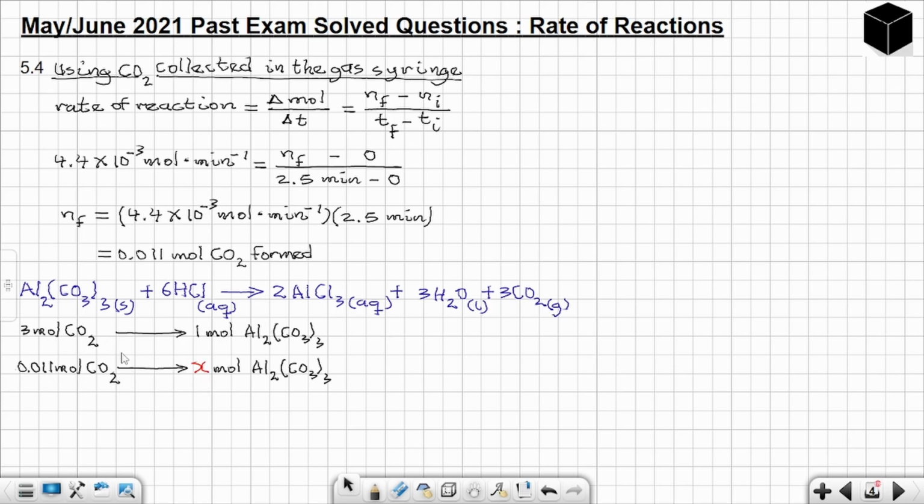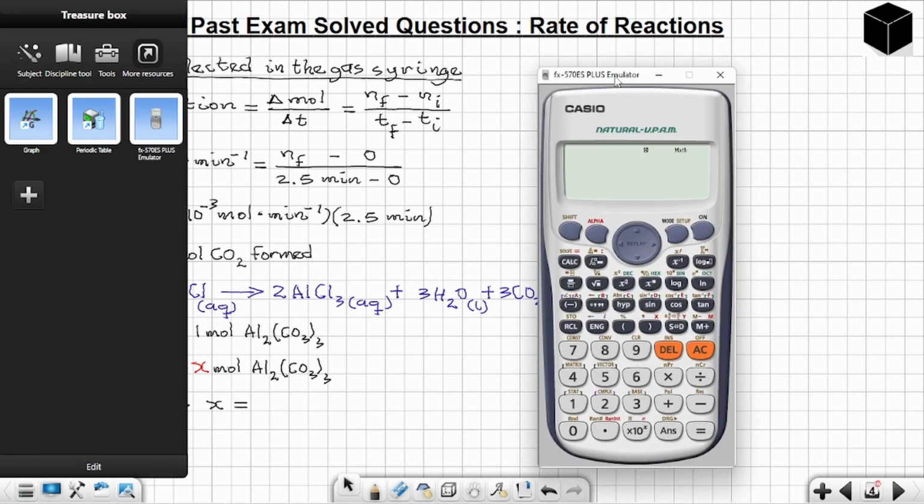So let's use cross multiplication. So you have 3 times X, and this is equal to this times the 1. So it gives you 0.011. Can you see that? 3 times X is 3X and 0.011 times 1 gives you 0.011. And what is X? Let's solve for X. So to solve for X, we divide by 3 on both sides. When you divide by 3 there, you get the X. And X is equal to this divided by 3. Let's use our calculator again.